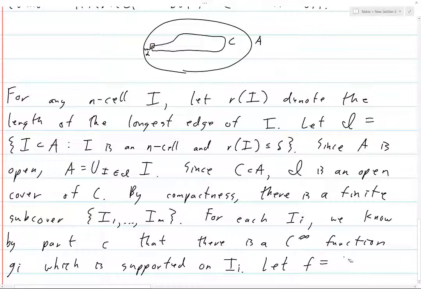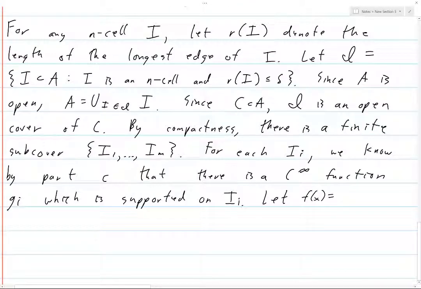Let me just, for notational purposes, write f of x as the sum from i equals 1 to m of g_i of x. Then f is always greater than or equal to 0, because if you evaluate at any point x, each g_i is going to be greater than or equal to 0. So if you add up a bunch of them, you're also going to end up with something that's greater than or equal to 0.